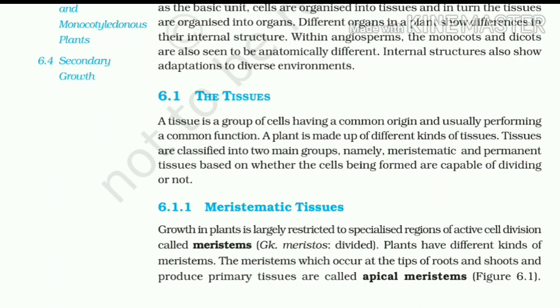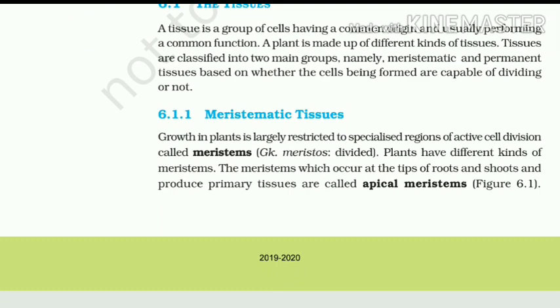So if a tissue is very actively dividing, it is said to be a meristem. There are different kinds of meristems: apical meristem, intercalary meristem, and secondary meristem, which is nothing but lateral meristem. What are the functions of apical, intercalary and lateral meristem? In this video we are going to discuss the meristematic tissue part. Let us go through one by one.